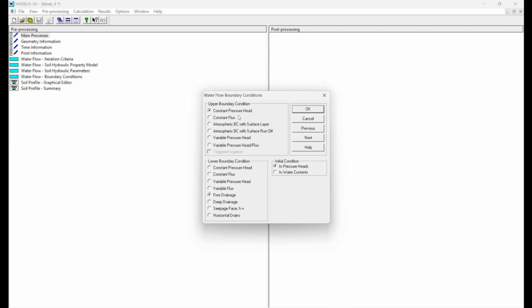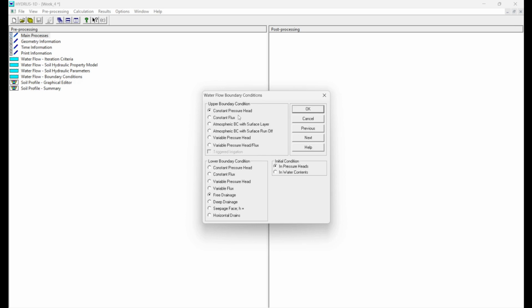So what are the boundary conditions that are there? The upper boundary condition can be constant pressure head, constant flux, atmospheric boundary condition with surface layer, atmospheric boundary condition with surface runoff, and variable pressure head flux, right? And then we can define the lower boundary conditions also.